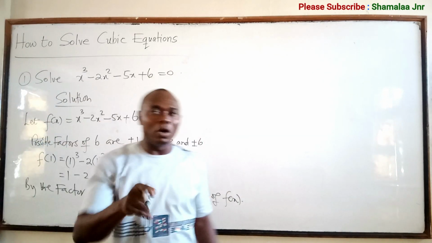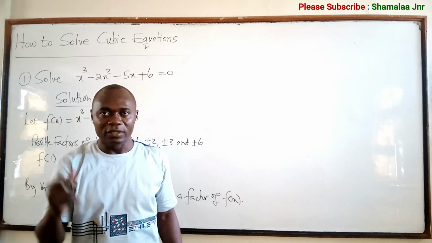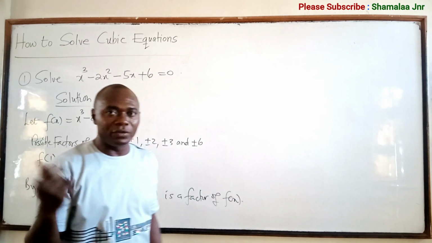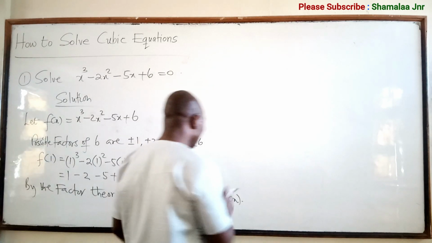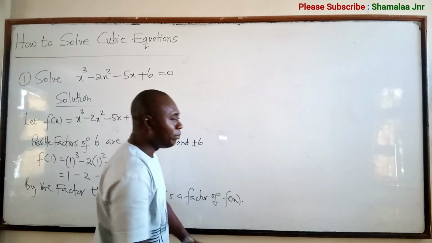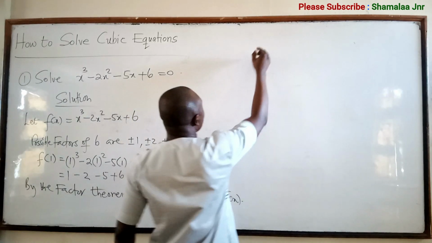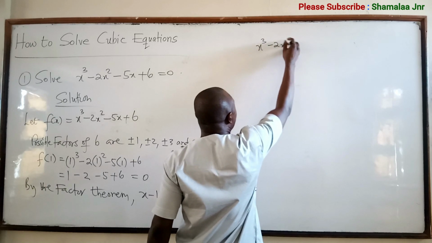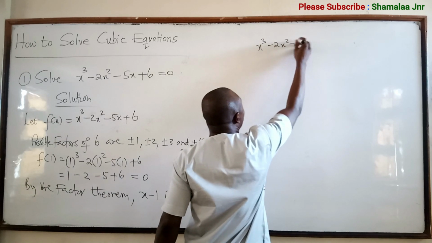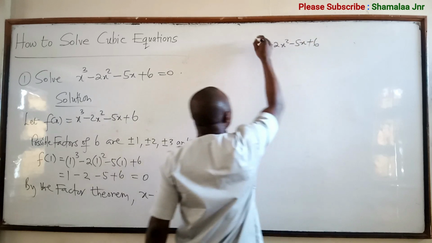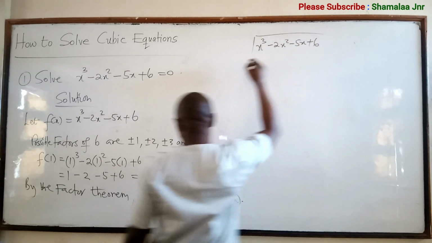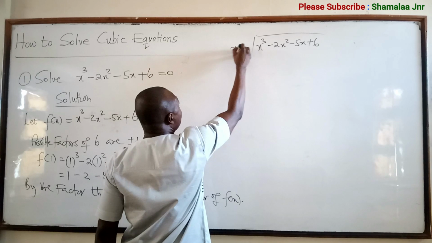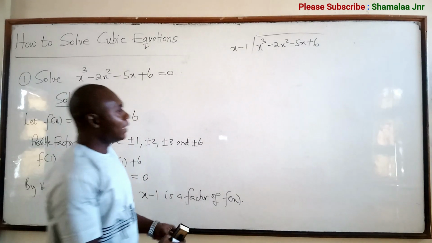Viewers, I have a video on division of polynomials. You can go and watch that video, those of you who have not watched it. Okay, that will help you to understand what you are going to do better. So we have x cubed minus 2x squared minus 5x plus 6 being divided by x minus 1. And this is how it is.